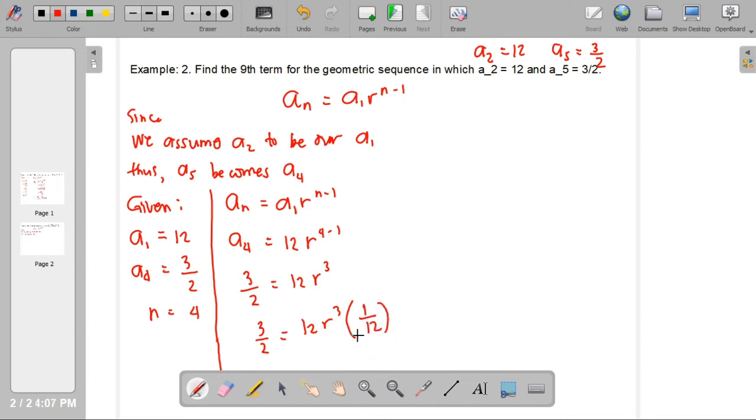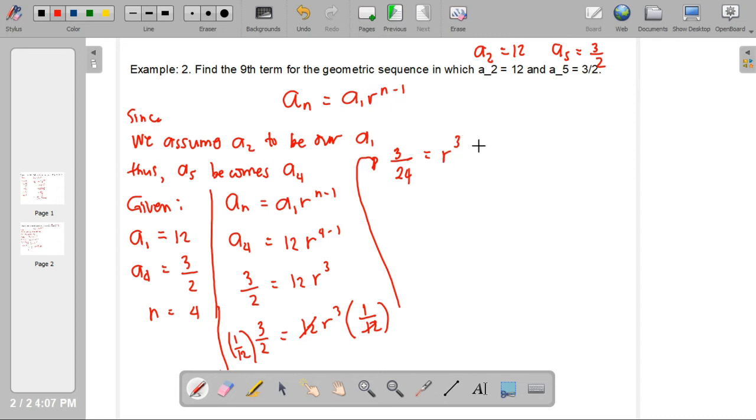Why do we need to multiply 1 over 12 here? In order to eliminate 12 in here, because we want to get rid of that. What we are looking for is the value of r, so r should be the only one left here. And since we multiplied 1 over 12 to the right side of the equation, we will do the same thing to the other side of the equation. And so we're going to multiply also 1 over 12 in here, so that our new equation becomes 1 times 3, that is 3, and then 12 times 2, that is 24. That's equal to r cubed.